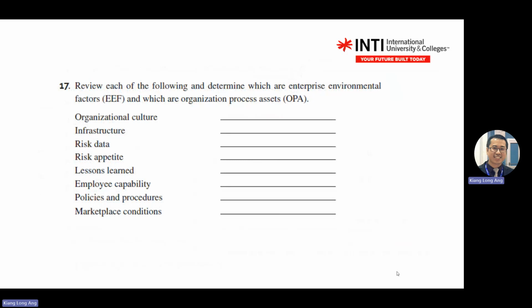Okay. Review each other. The enterprise environment factor, we already gave the definition of that one. EEF. And which one is the organization process asset? OPA. Okay, give you the answer lah. Organization culture is EEF. Infrastructure is EEF. Risk data is OPA. So I give you all lah. So E, E, O, E, O, E, O, E.